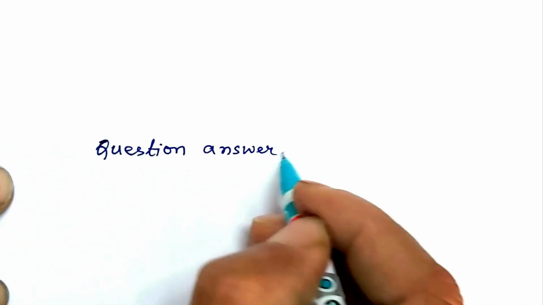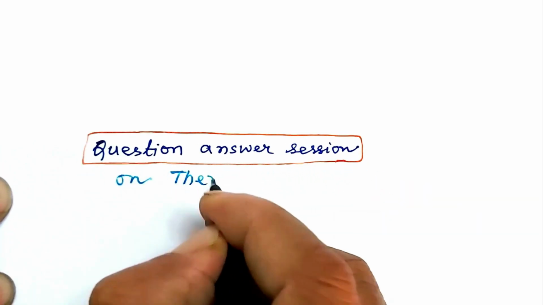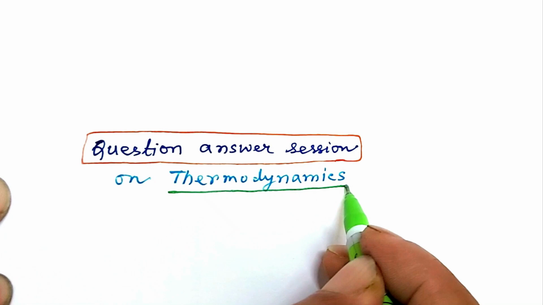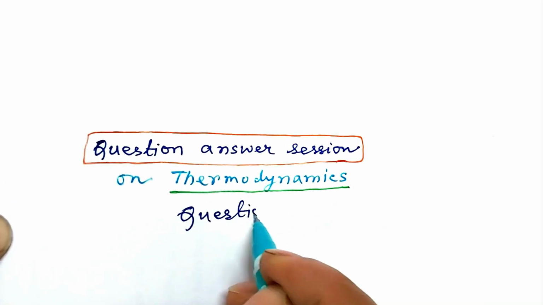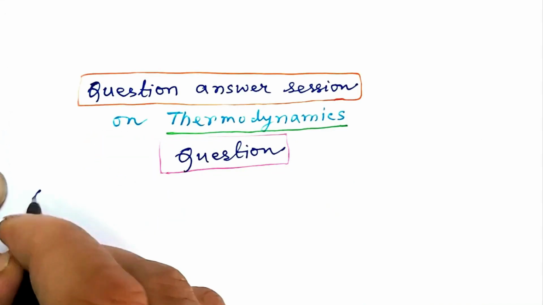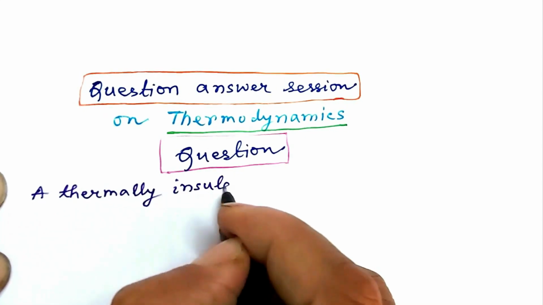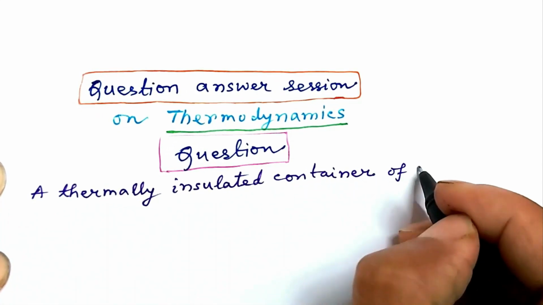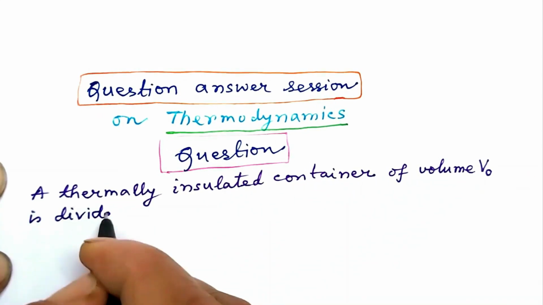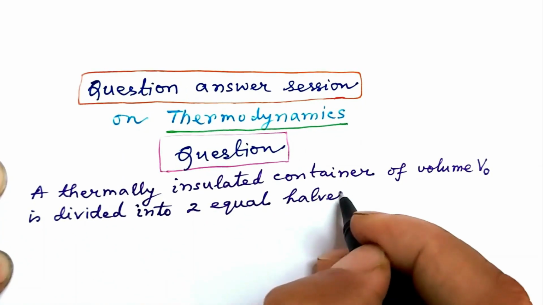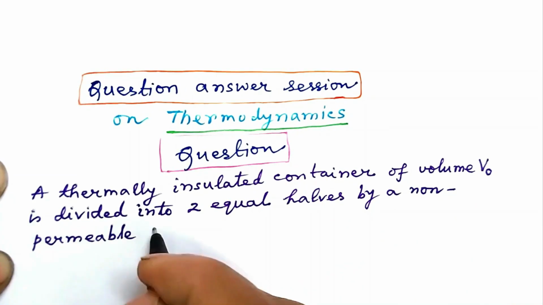This is a question-answer session on the topic of thermodynamics. We shall discuss the following question, and here it is. A thermally insulated container of volume V0 is divided into two equal halves by a non-permeable partition.